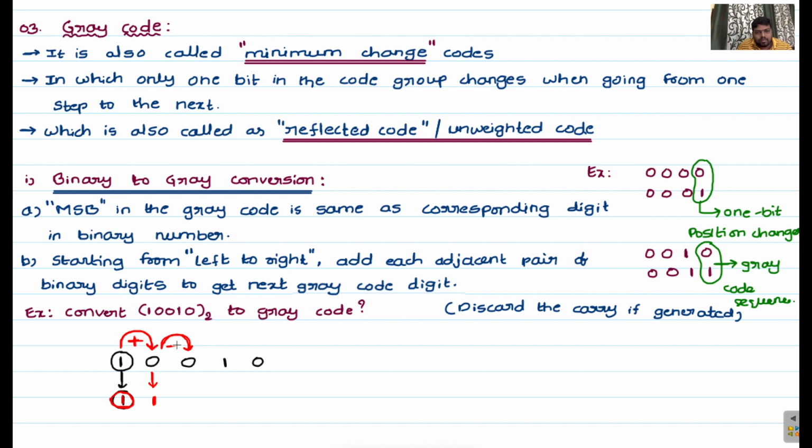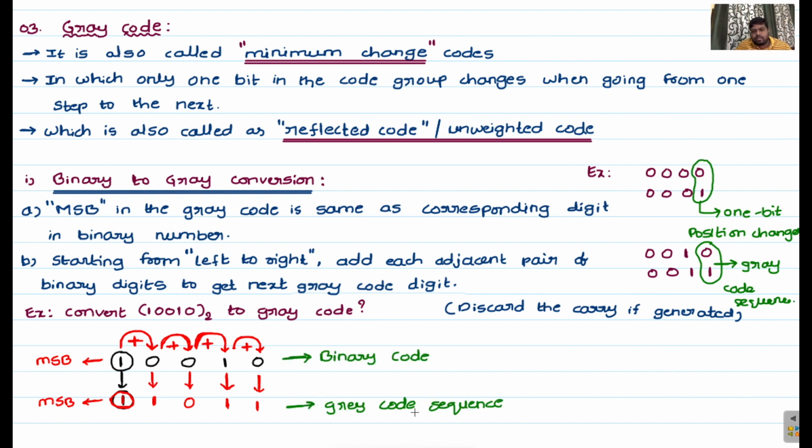Next adjacent pair, again we will add these two binary digits, 0 plus 0, so we will get the next gray code digit, that is 0. And next add the next adjacent pair, 0 plus 1, so you will get 1 only, normal binary addition. And next you can add this next pair, 1 plus 0, so you will get 1. This is your most significant bit, and this is your most significant bit for the gray code sequence. This is your binary code and this one is your gray code sequence.